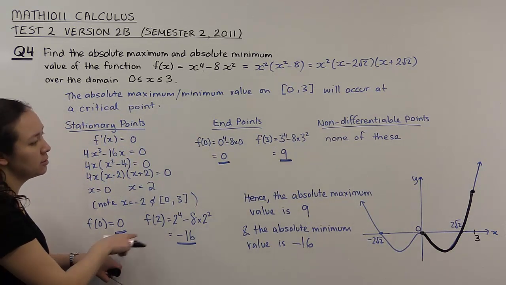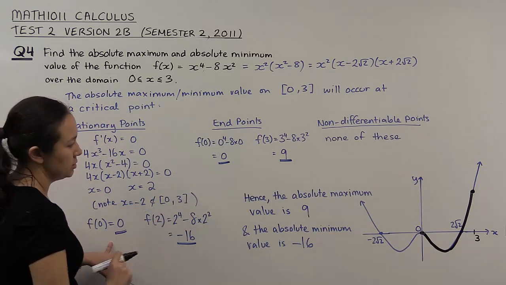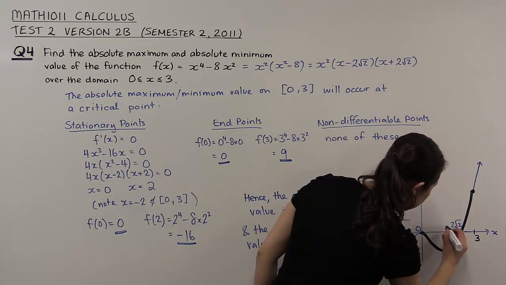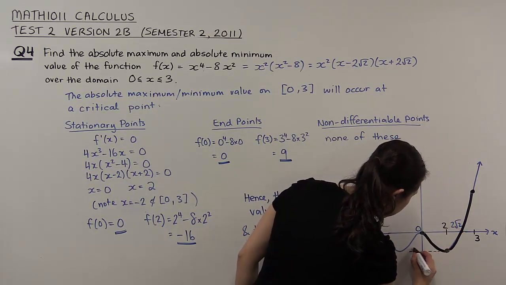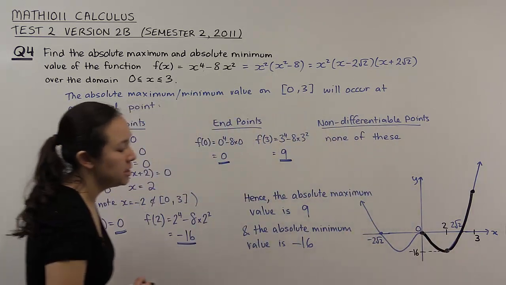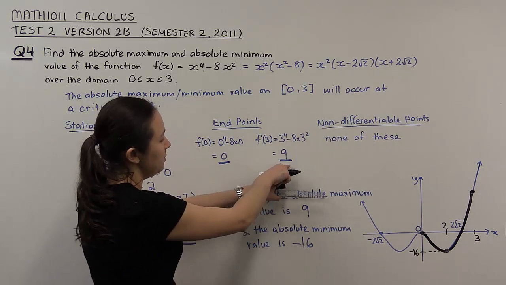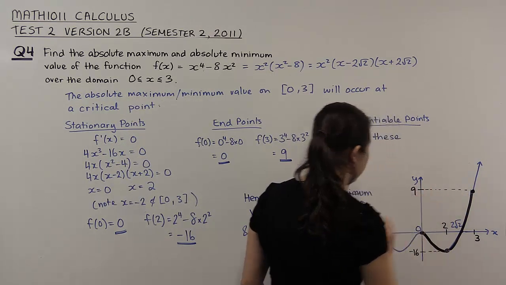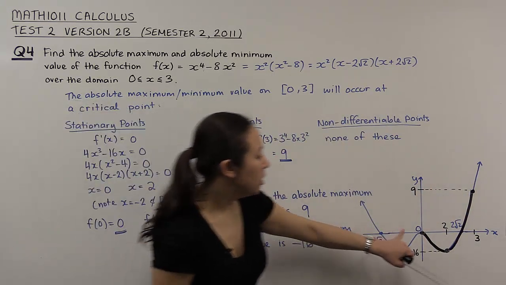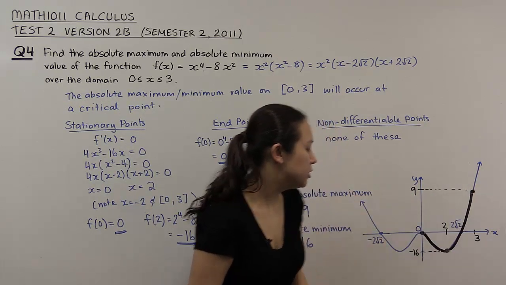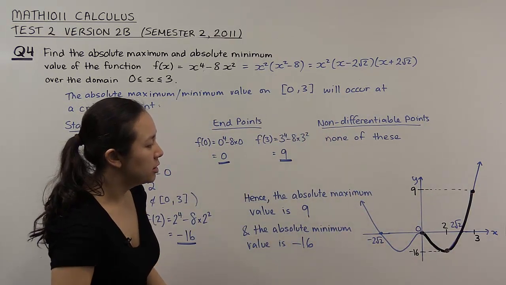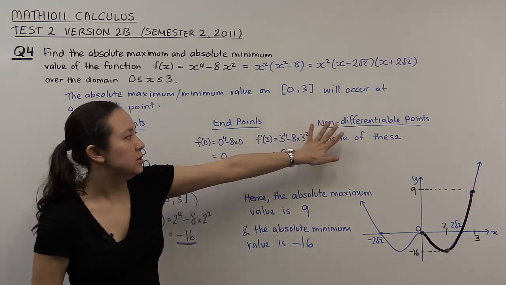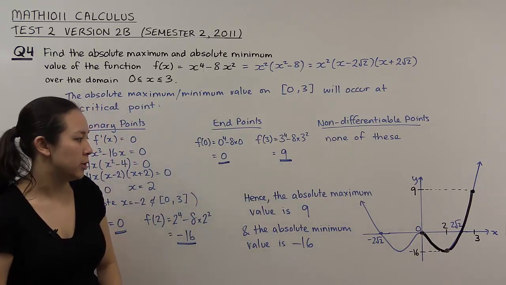f of 0 is 0. That was a stationary point and it was an endpoint, so that makes sense. f of 2 was minus 16. So that was a local minimum here. That was the lowest value of the function in that interval, so that makes sense. And f of 3 was an endpoint, and f of 3 ended up being 9, and we can see that's the highest value of our function in this interval. Okay, so just graphing it, you're able to put things all together and see what's going on with the stationary points, the end points, and you can see there are no non-differentiable points as well.